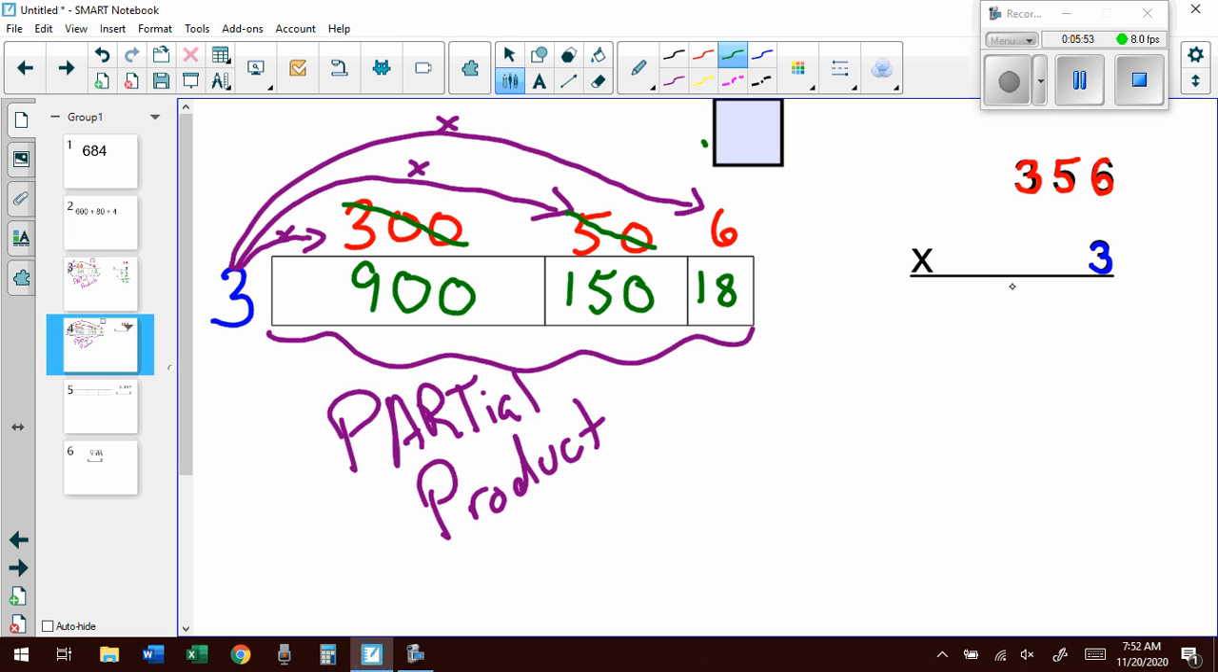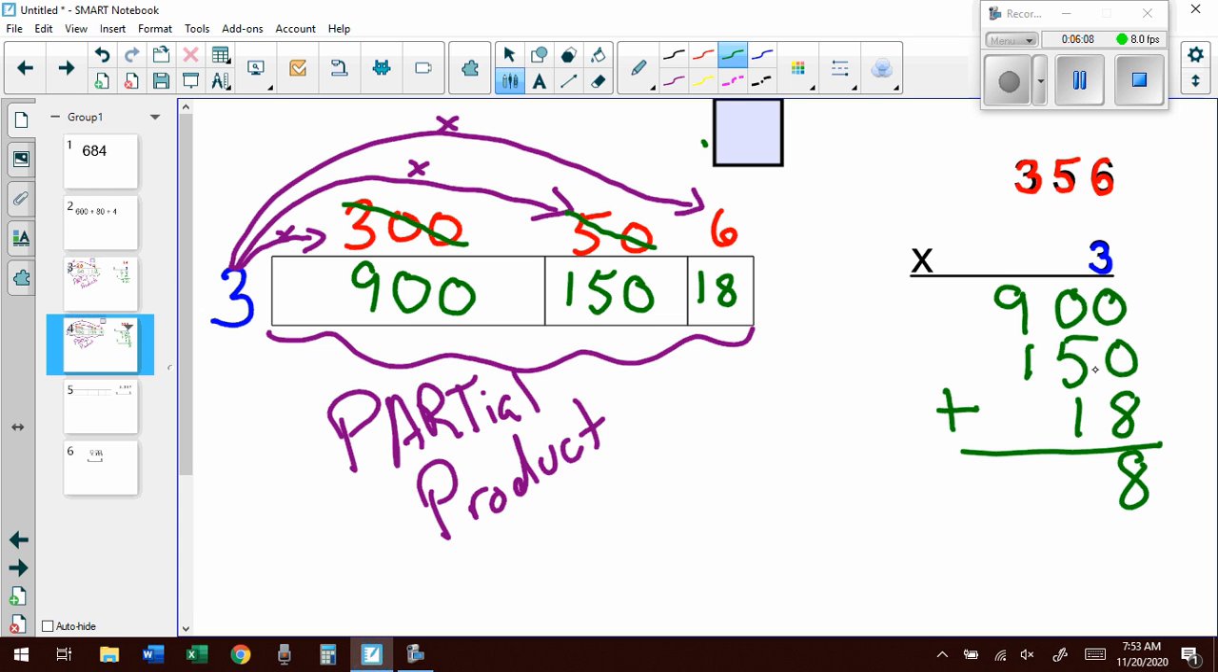What do we do with partial products? We put them right here, and we add them up. Zero plus 0 is 0, plus 8 is 8. 0 plus 5 is 5, plus 1 is 6. 9 plus 1 is 10, plus nothing is 10.